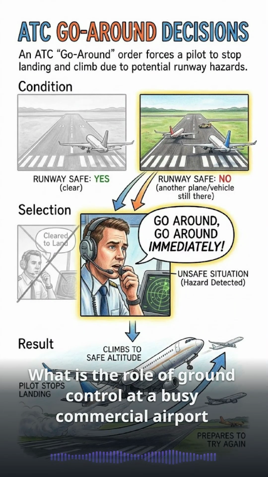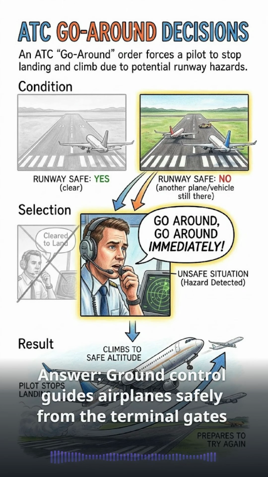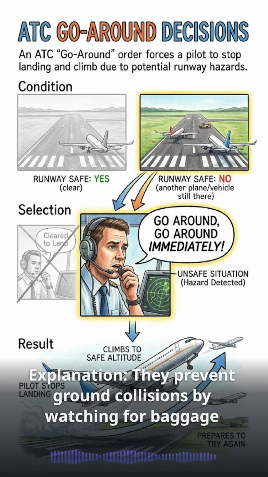9. What is the role of ground control at a busy commercial airport during the long day? Ground control guides airplanes safely from the terminal gates all the way to the active runways. They prevent ground collisions by watching for baggage carts, fuel trucks, and other large moving planes.